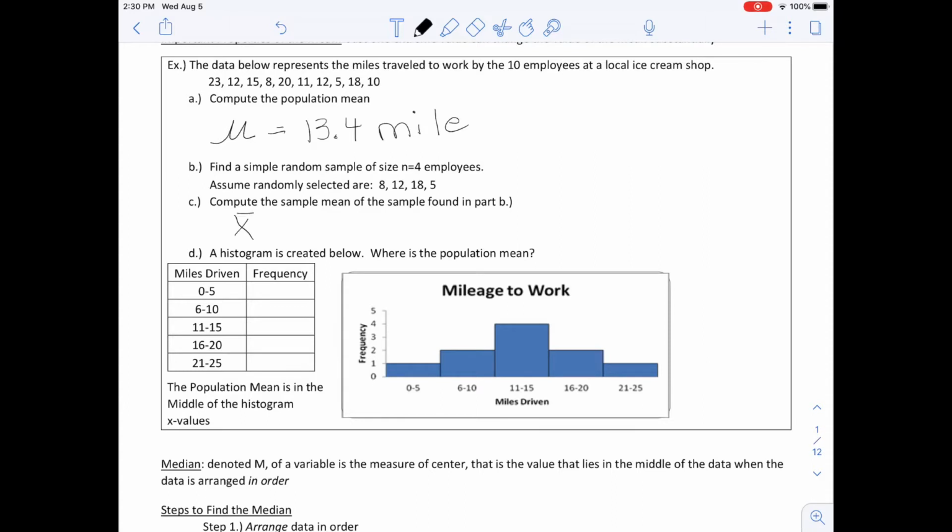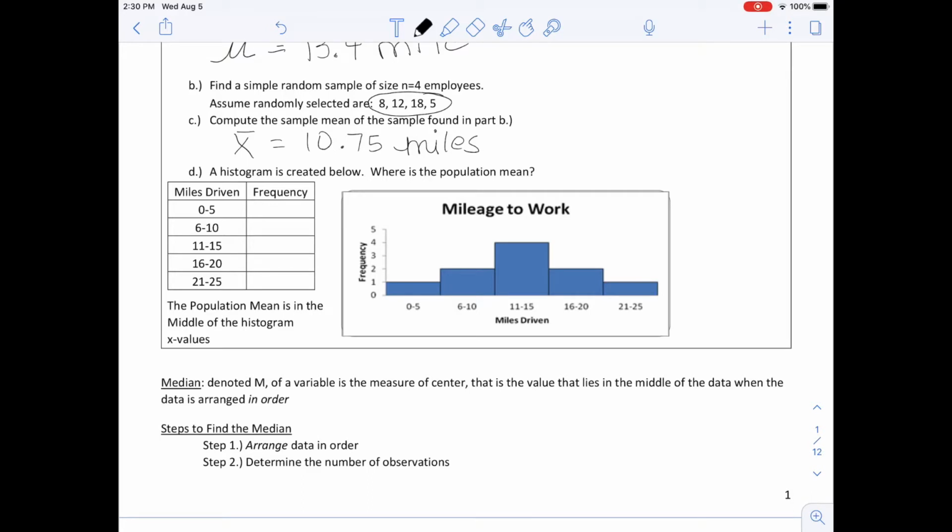The symbol that we use for a sample mean is x bar. To do this, we add up those 4 values that we have up above and divide by 4. When we do that, we get 10.75. Again, the units are miles. This would have been different if you had picked a different 4 employees in order to calculate that sample mean.